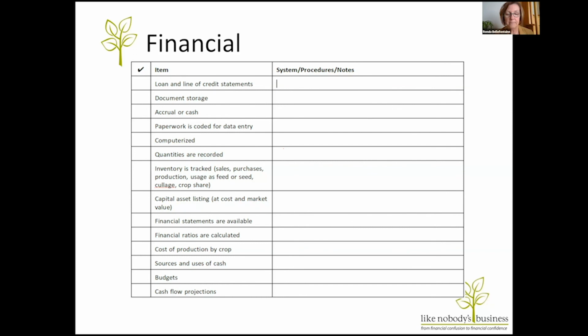Are your records computerized? One thing here: are quantities recorded? This is one thing that I really love about the FCC software, is that it allows you to track your quantities. So when you're entering sales records, or let's say you're purchasing fuel, or if you have a livestock business, if you're purchasing feed, you can not only enter the dollar value of what you're purchasing or selling, but you can also enter the quantities.